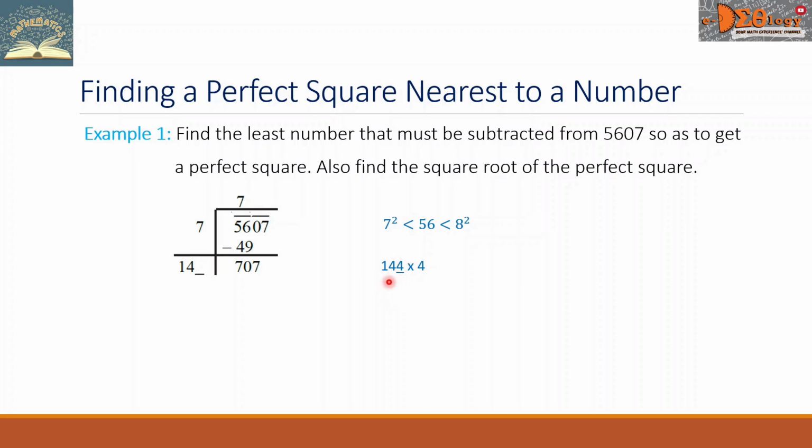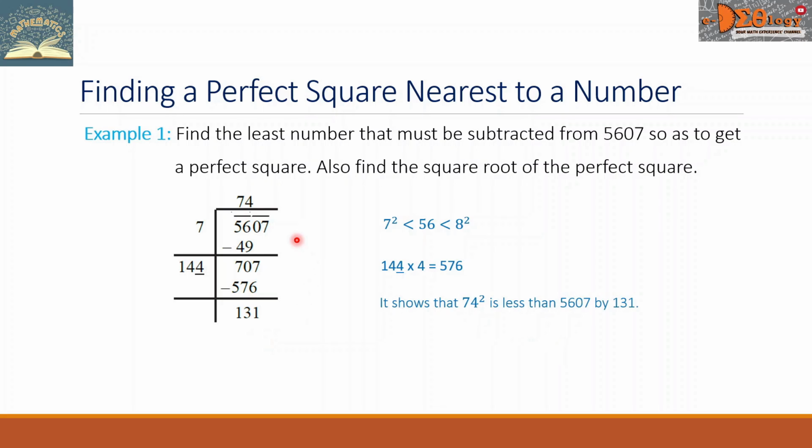Since we write 4, we will multiply this by that same digit, which is 4. And the product is 576. After that, we put the digit 4 on the blank, here, and also on top. So the previous quotient of 7 now becomes 74. Then we subtract 707 minus 576. And the answer is 131.